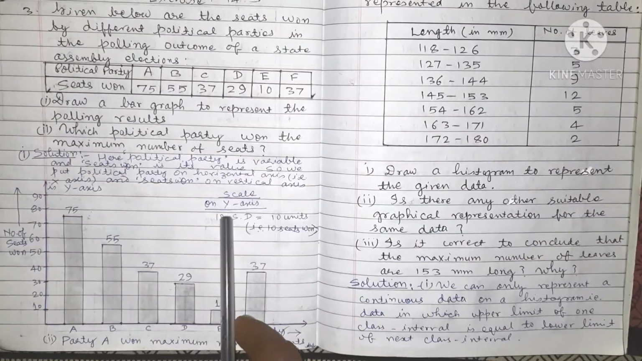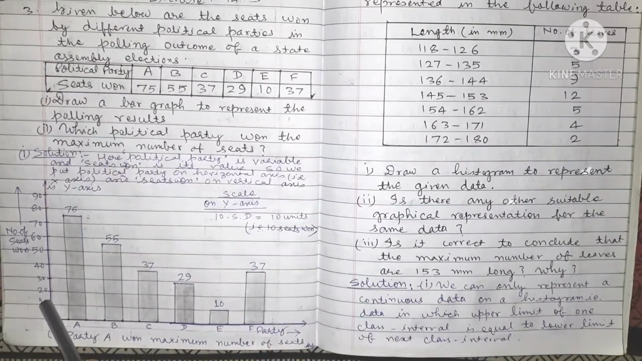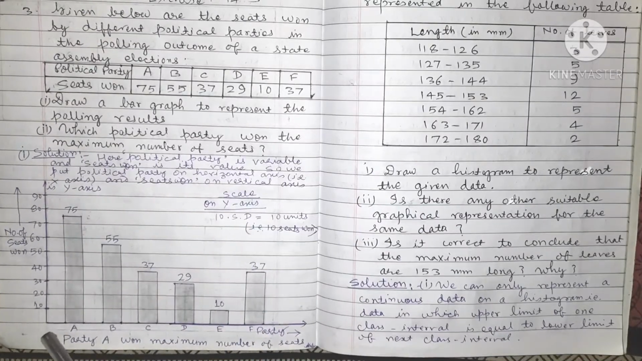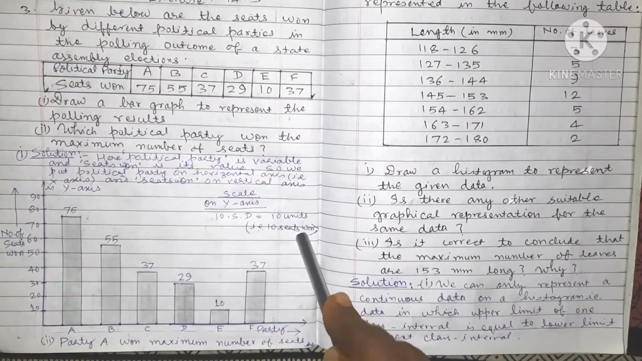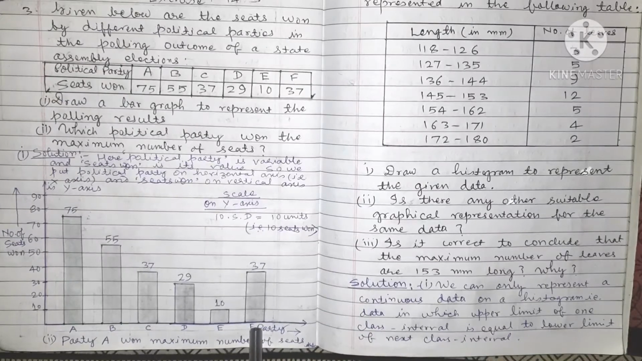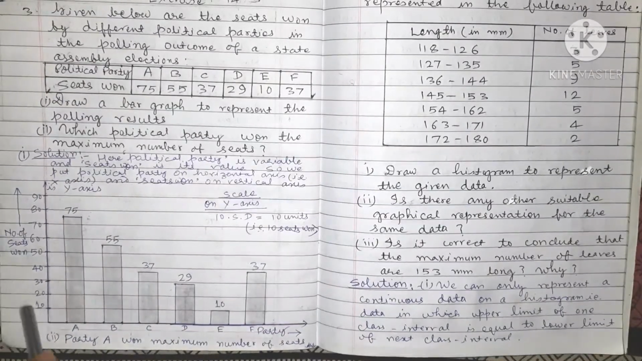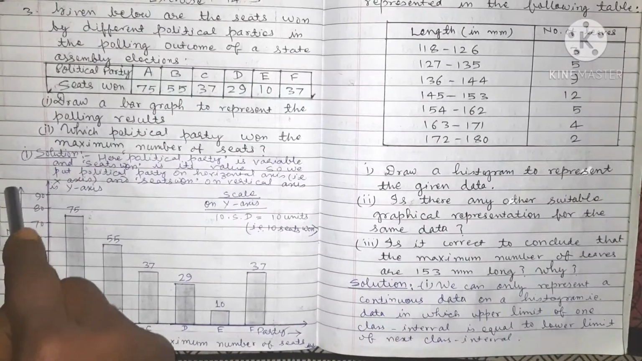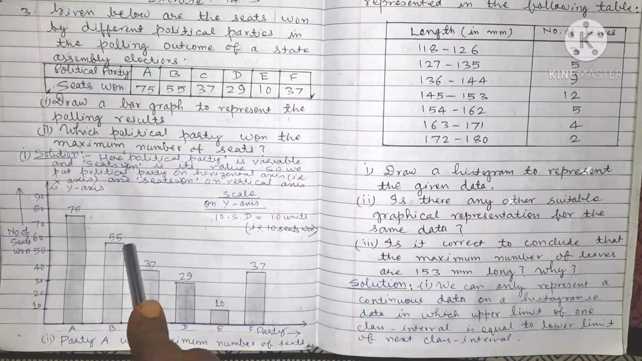Here we write a scale. On the y-axis, one small division equals 10 units, that is 10 seats owned. Here we write party with an arrow mark on the x-axis and number of seats on the y-axis. We put the arrow mark here for the representation.